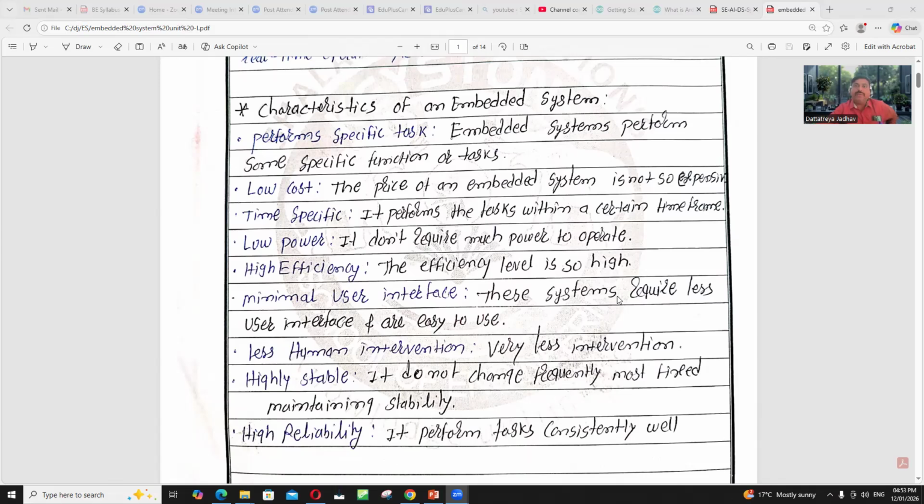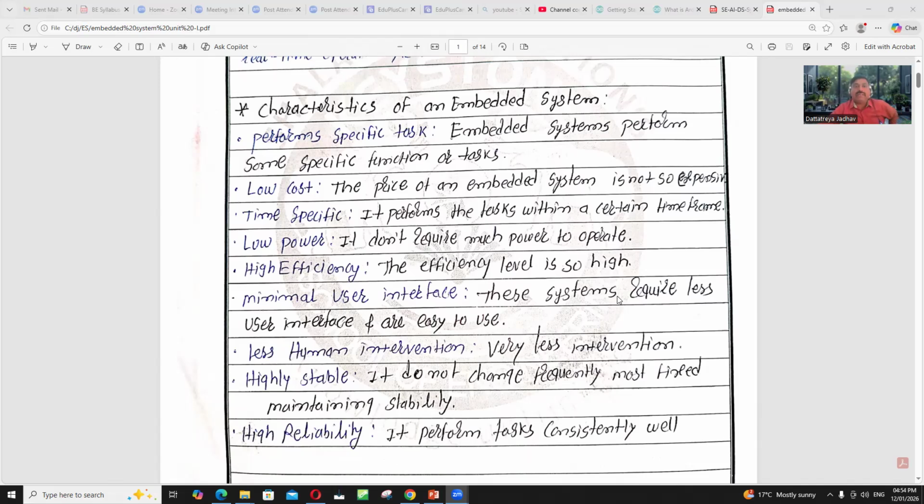The system should be performance oriented. The second parameter is low cost, which means the price of an embedded system is not so expensive. It should have a lower cost, so it can be utilized everywhere and designed at lower cost. So low cost is the second characteristic of an embedded system that will be considered.